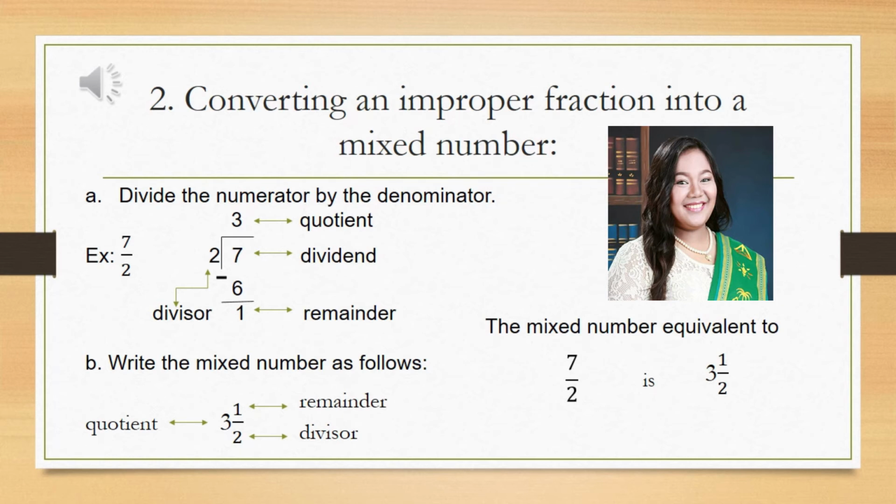Step 2. Write the mixed number as follows. 3, which is our quotient, will be the whole number. 1, which is our remainder, will be our new numerator. And we will retain our divisor to become our denominator. So the mixed number equivalent to 7/2 is 3 and 1/2.